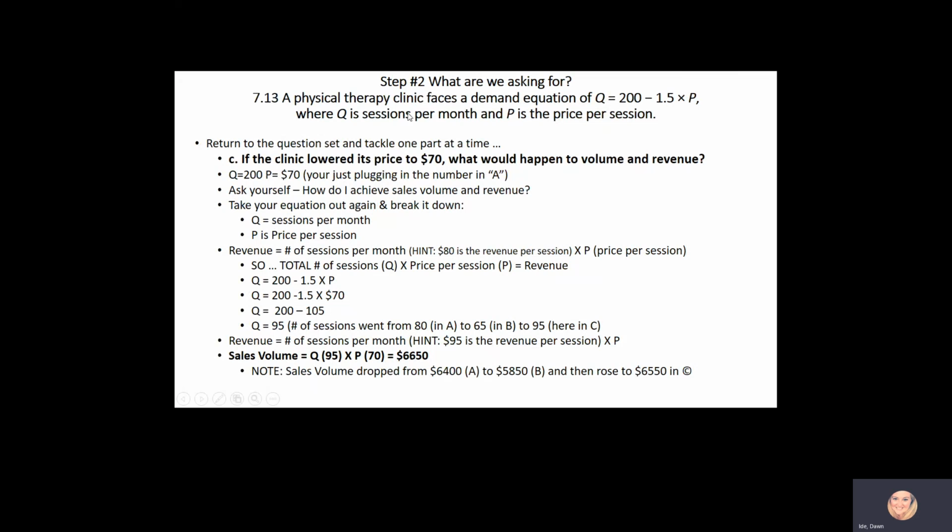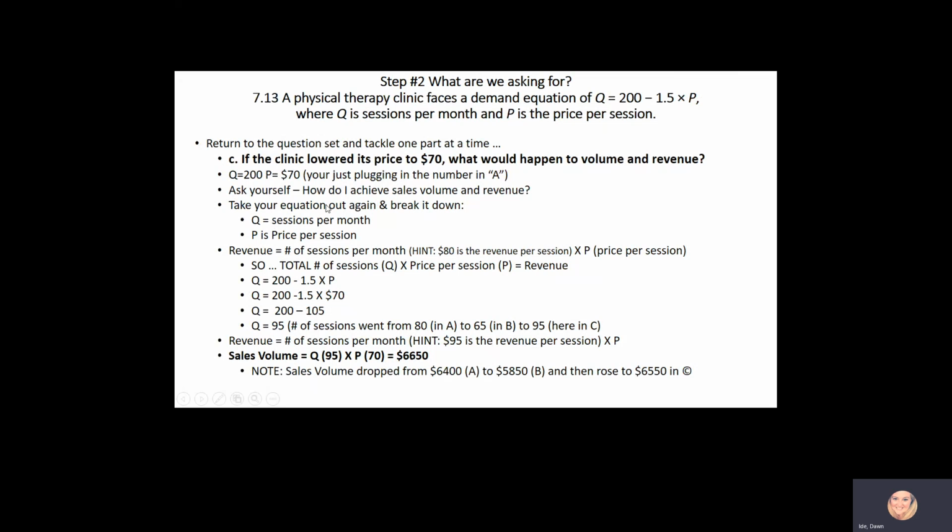All right, here's C. In C, we did the same thing. We took our equation, Q, quantity, number of sessions in this case, equals 200 minus 1.5 times P. Well, now our P is $70. So we went from $80 to $90, and now we lowered our price to $70. People like that, right? People tend to really, really like that. It's cheaper. We like it, right?